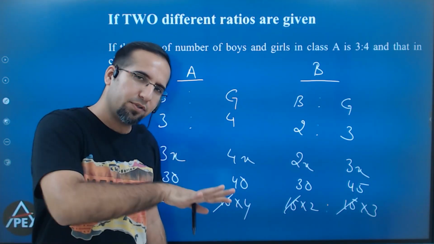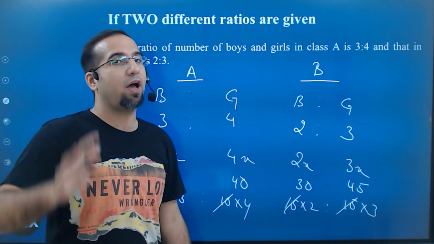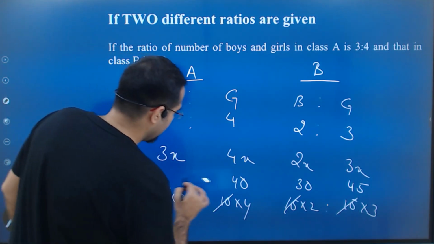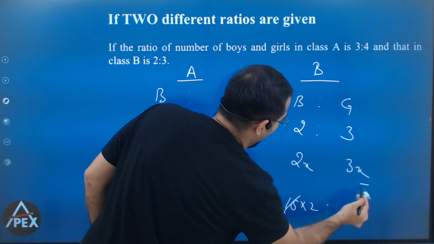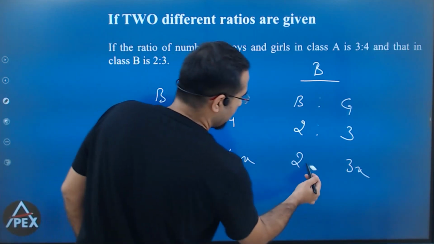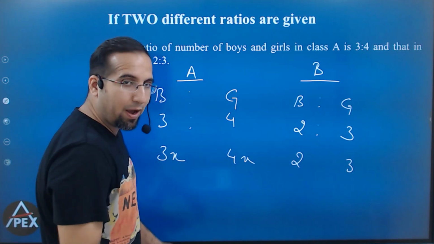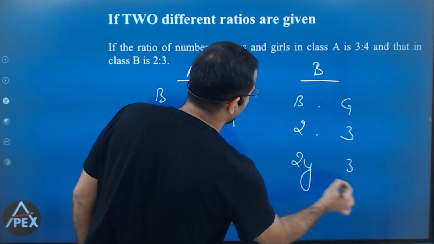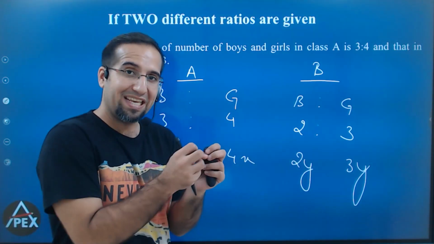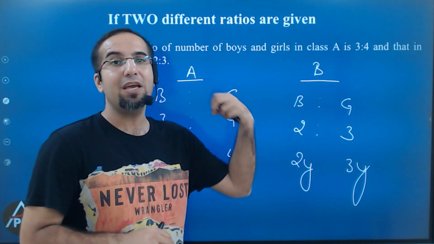They might end up the same, but our job is to assume different variables because there is a possibility of having a different answer. So how do I solve this question? The best possible method is, if the variable of class A I am assuming as x, my job is to assume a different variable. So let's say class B has 2y and 3y. Please remember, if I have two ratios in the same question, the variables have to be different.